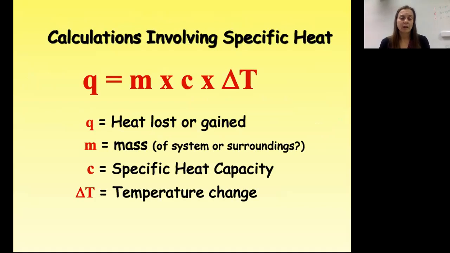Most often when we do calorimetry, we're actually measuring the temperature change of the surroundings, not of the system. And so we want to make sure that we are talking about the mass of the surroundings, not the system. And then, of course, if we are measuring the temperature change of the surroundings, then this would be the Q of the surroundings, not of the system. But because we know that those two things are equal and opposite, we can use the heat change of the surroundings to tell us about the heat change of the system. So let's do a quick practice problem.